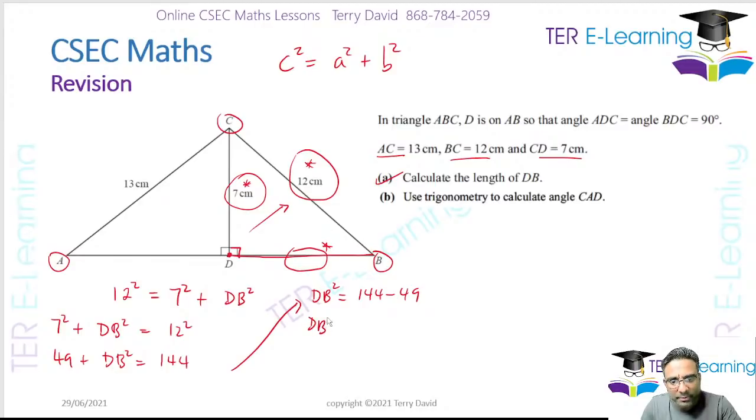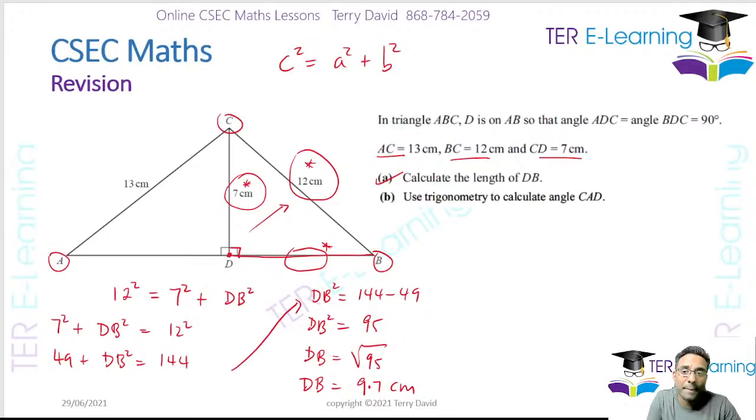So DB squared, use your calculator to work that out. 144 minus 49, I'm going to get 95. So therefore DB is simply equal to the square root of 95. So DB is equal to 9.7 centimeters. So this here is 9.7 centimeters. Right, so I saw some of y'all work it out. Great job, guys. So you can put 9.7 or you can put 9.75. That's fine.